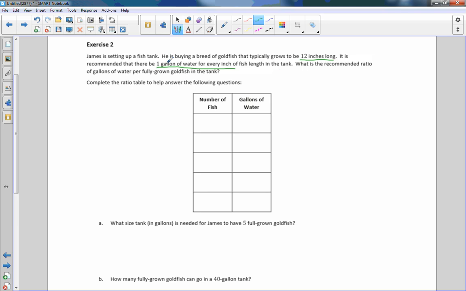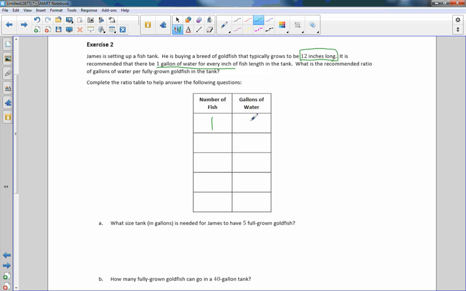What is the recommended ratio of the gallons? So we don't want to buy a fish that's 1 inch long and say, I only need 1 gallon, because it's 1 gallon for every inch of fish. That fish grows and now it's 2 inches long and you need 2 gallons, but you only have one. That fish is not going to be healthy because it's not getting enough oxygen. So, number of fish one, we want to think about the future and prepare for having that fish as long as possible so that it grows to be full grown, which is 12 inches.